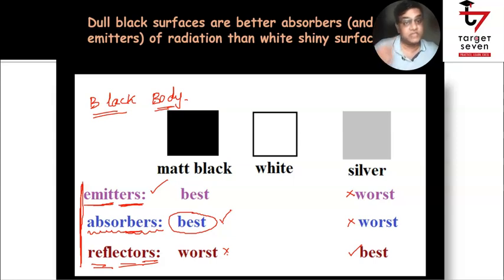But in summers, you had better wear silver colored or light colored or white colored clothes. Reason: they are good reflectors. There is already plenty of heat outside, plenty of infrared radiation outside. You might want to just reflect it away. You do not want to absorb it and make yourself feel uncomfortable.